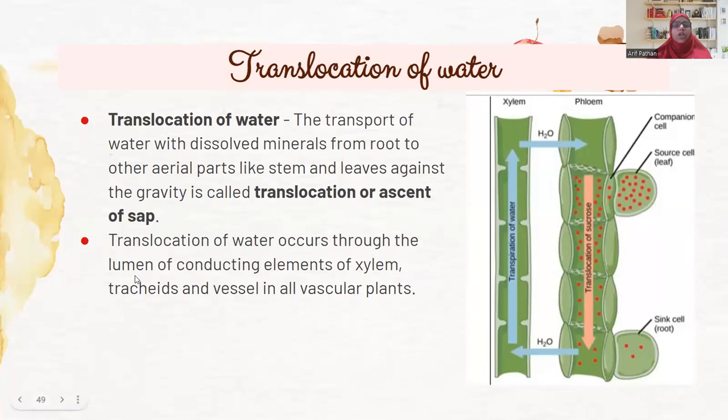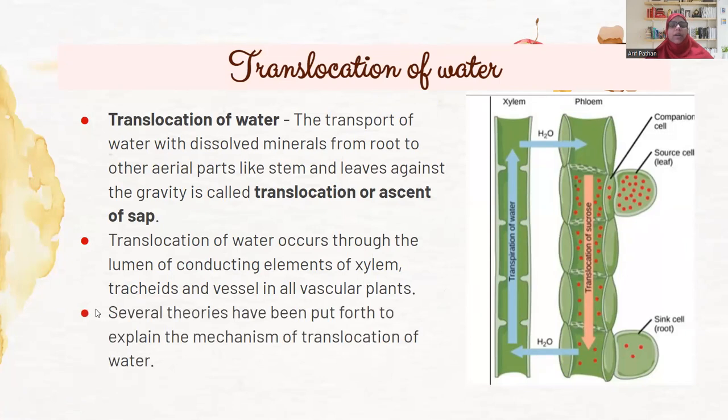It can happen through the lumen of the conducting elements of the xylem. So if this is the xylem, you can see one cell, another cell, another cell. So through the lumen, in between the cytoplasm, they will move up. Or the tracheids and vessels in all vascular plants. So translocation can happen through the lumen of the xylem, the tracheids and other vessels in all the vascular plants.